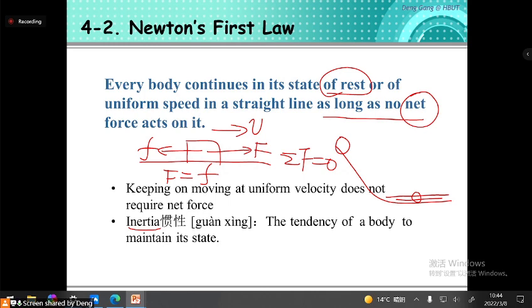Okay, so inertia, 惯性, is a property of everything. Everything wants to keep its state. Not just the motion, but just like if the environment is convenient for you, you want to keep that, right? So everything tends to keep its state, and this is called inertia or 惯性.